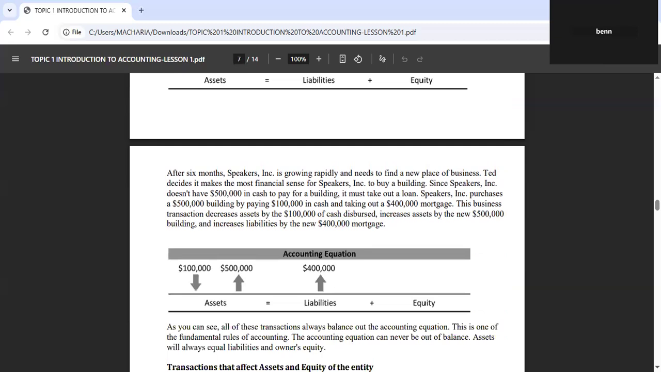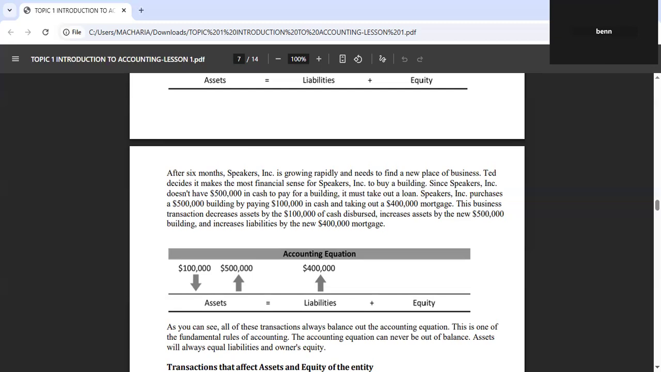Now, after 6 months, Speakerline is growing rapidly and needs to find a new place of business. Ted decided it makes the most financial sense for Speakerline to buy a building. Since Speakerline does not have $500,000 in cash to pay for the building, it must take a loan. Speakerline purchases a $500,000 building by paying $100,000 in cash and taking out a $400,000 mortgage.